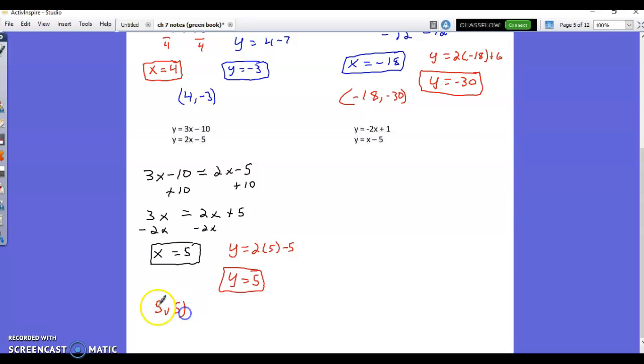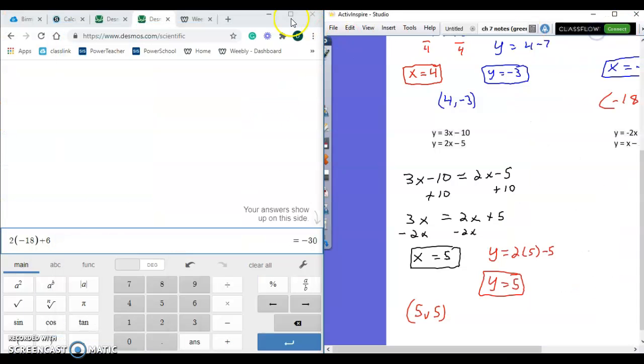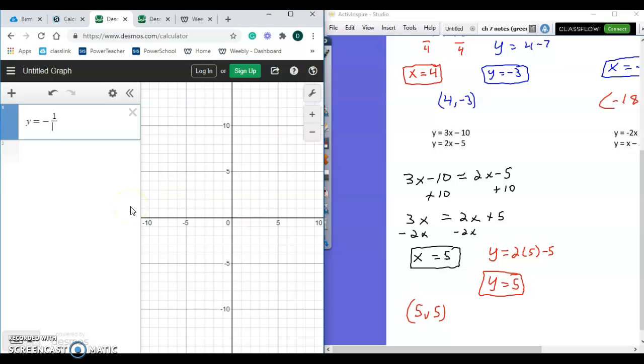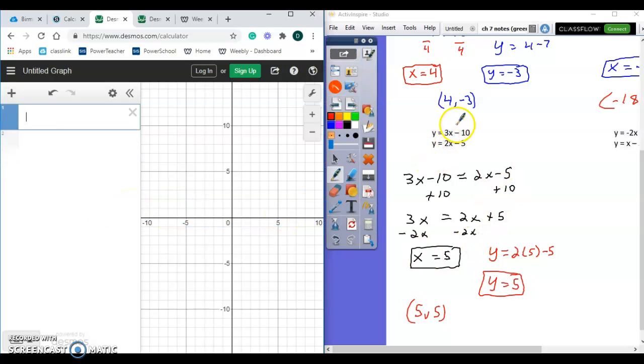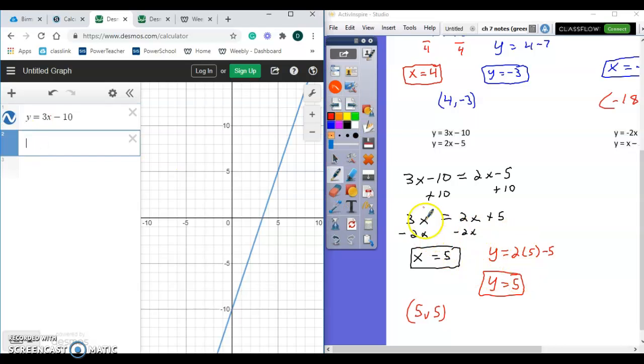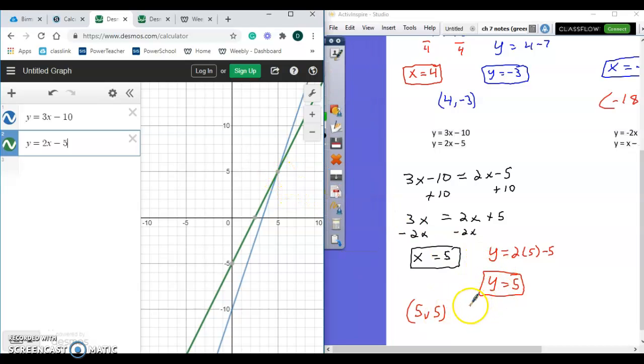5 comma 5. So a cool thing about this, if I check my graphing calculator, and this is a good way to check your answers. Let's say I put these two equations in, where they intersect should be at 5, 5. So y equals 3x minus 10, and then y equals 2x minus 5. And I see where they connect, 5, 5. So that's a way to check your answers. Don't rely on this because I want to make sure you can do it algebraically, but of course, type them in to make sure you're getting the answers right.